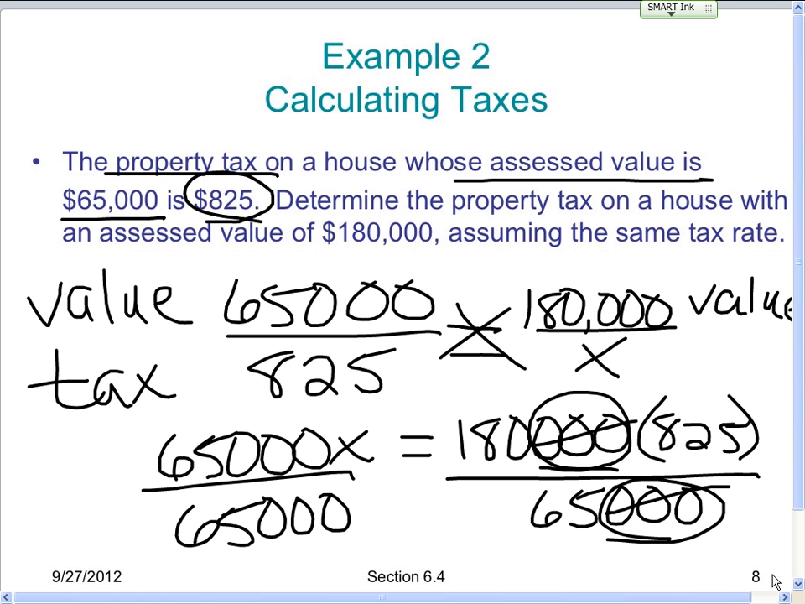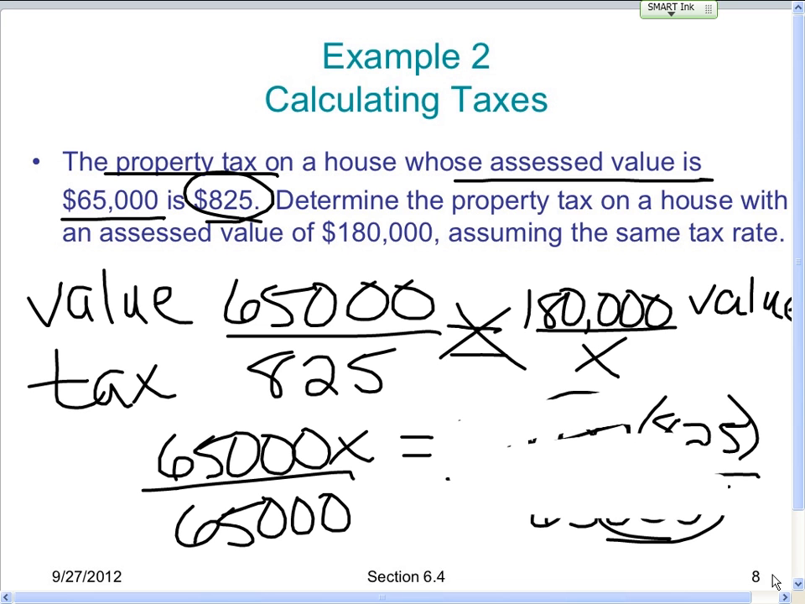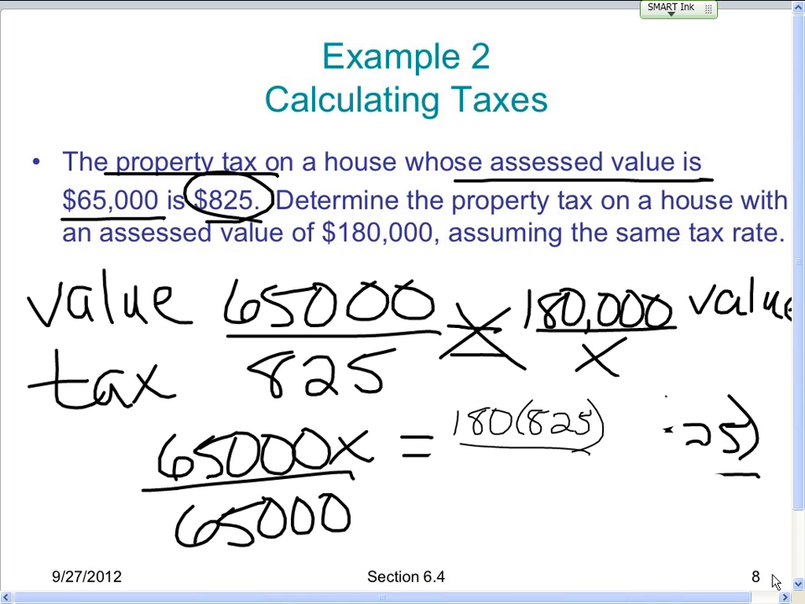Kind of wrote too big there, but let me erase this. I didn't give myself enough room here. So you'd end up with 180 times 825 divided by 65. That makes the numbers just a little bit easier to work with. They're not quite as big.